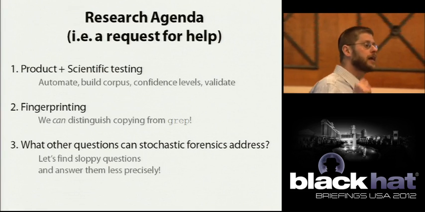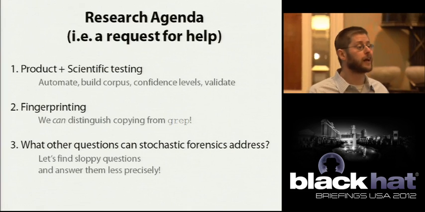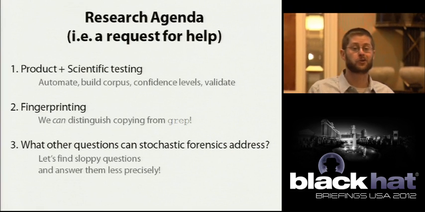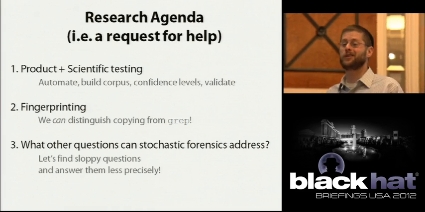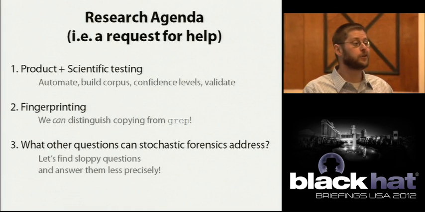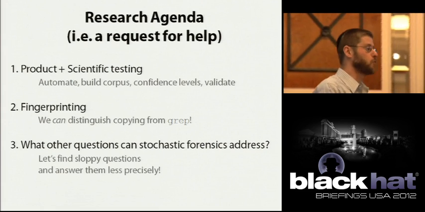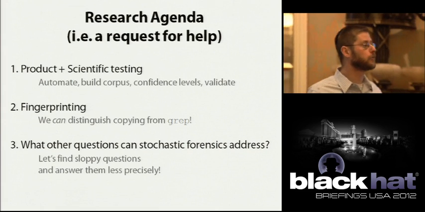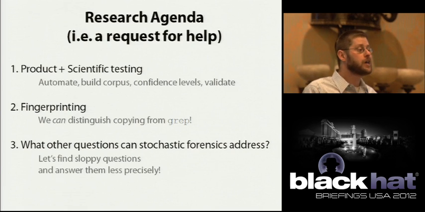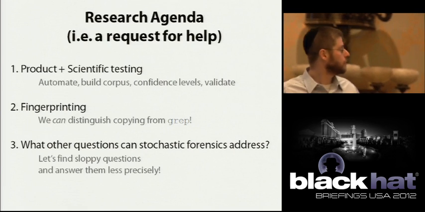And the second thing that I'm working on is fingerprinting. Like I said, there are ways to distinguish grep from copying. One way is the order of recursion. There are different recursion orders. What order are we opening up files? The speed is another interesting way to make those fingerprints. That's another area to look at.